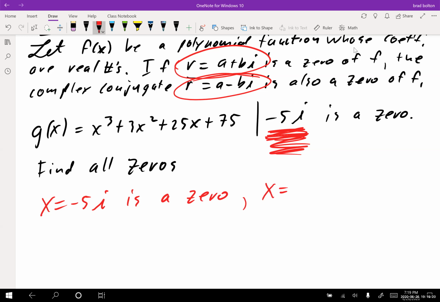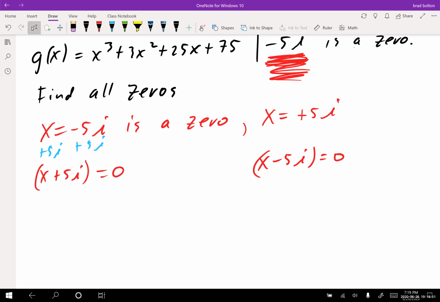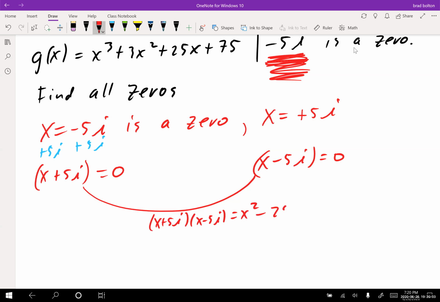So now if I make these both back into factors, so I add 5i over to here, this would then become x plus 5i equals 0, and this would become x minus 5i equals 0. So what I can do to make my long division a little bit easier is I can multiply these two together and see what they would build. X plus 5i times x minus 5i, that equals x squared minus 25i squared.